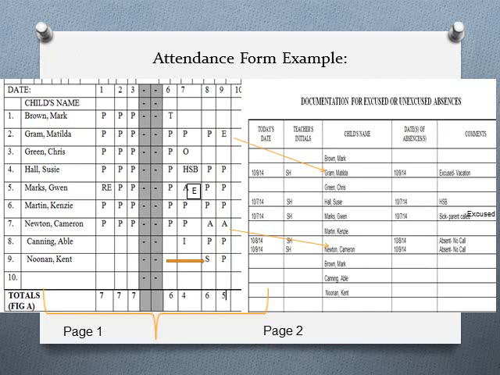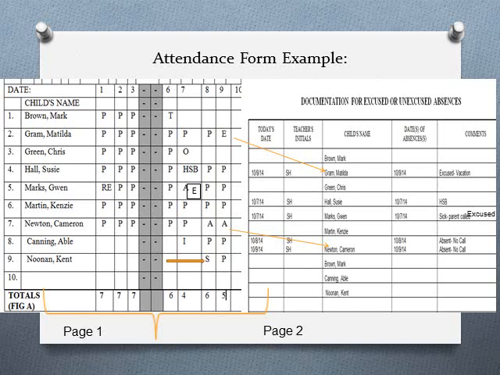We now have advanced 2 days on our attendance form. We have received a newly enrolled student, Kent Noonan. He began on the 8th day as coded with an S. Matilda Graham had a pre-scheduled vacation day, so she was excused from school as coded with an E. The vacation day was also noted on page 2 of the attendance form.